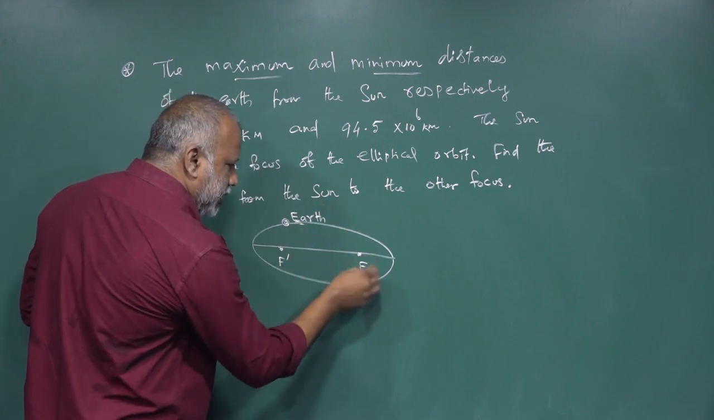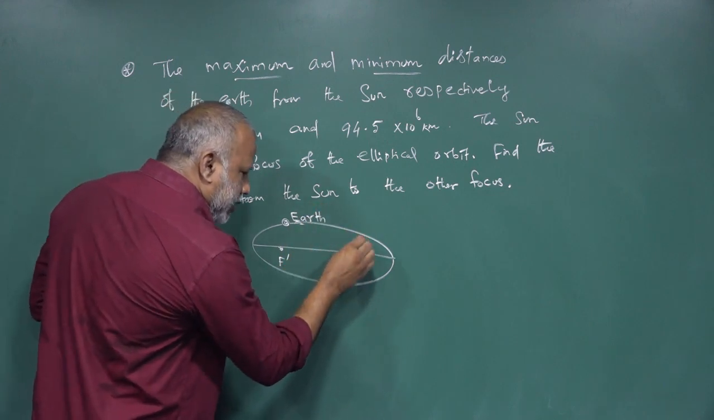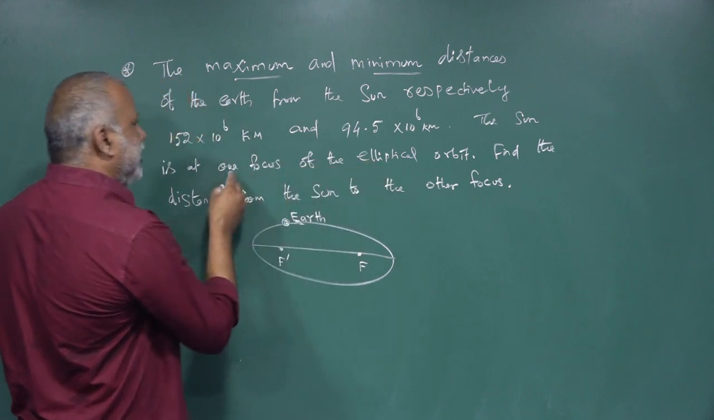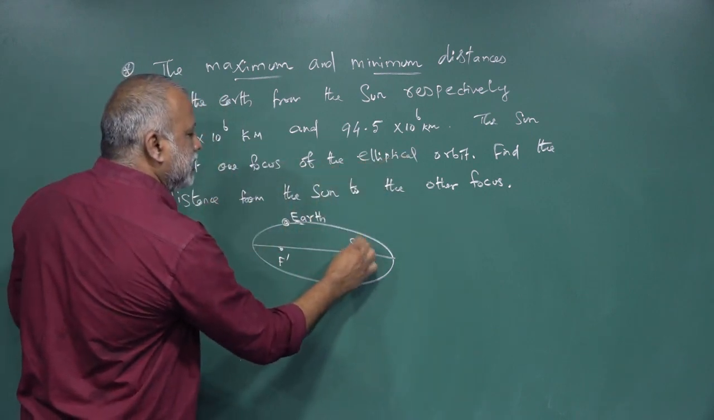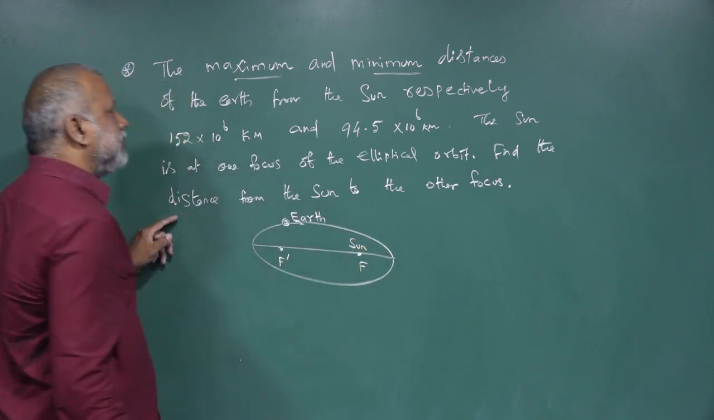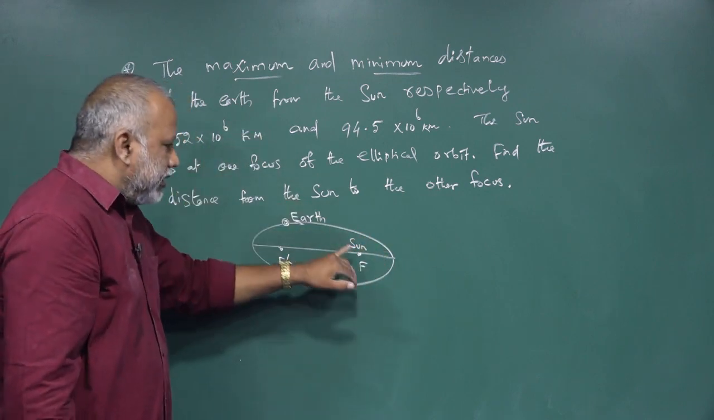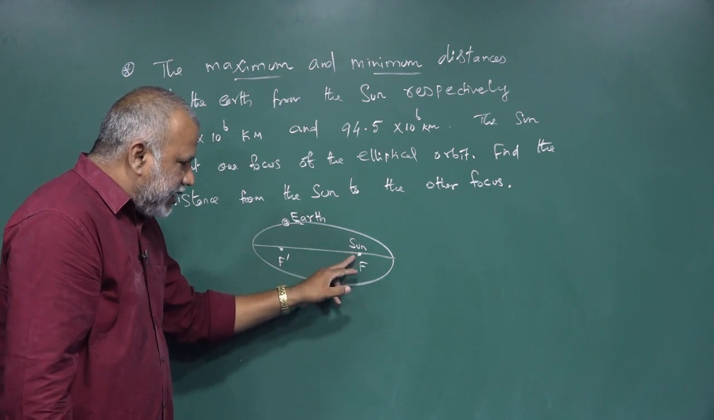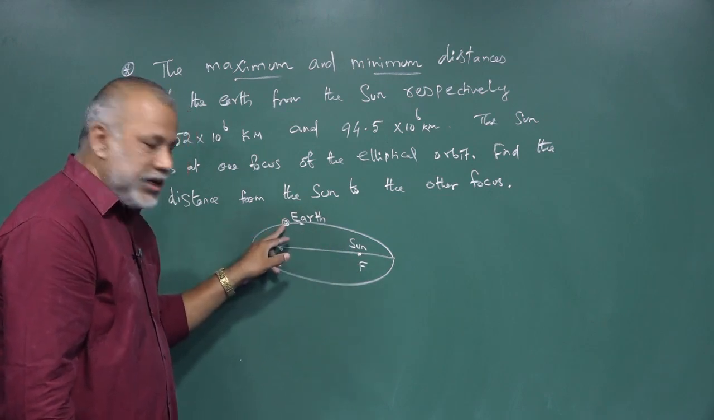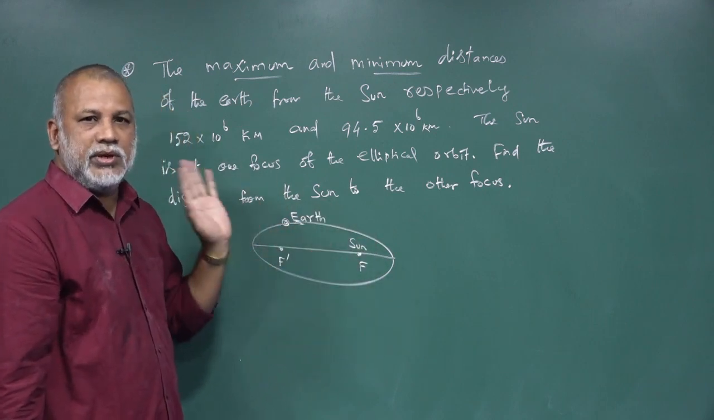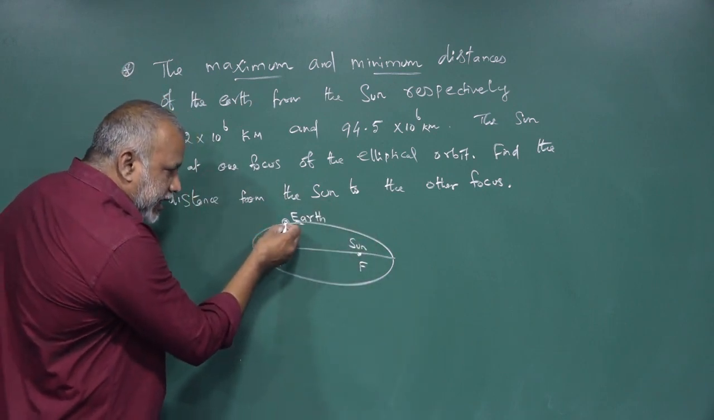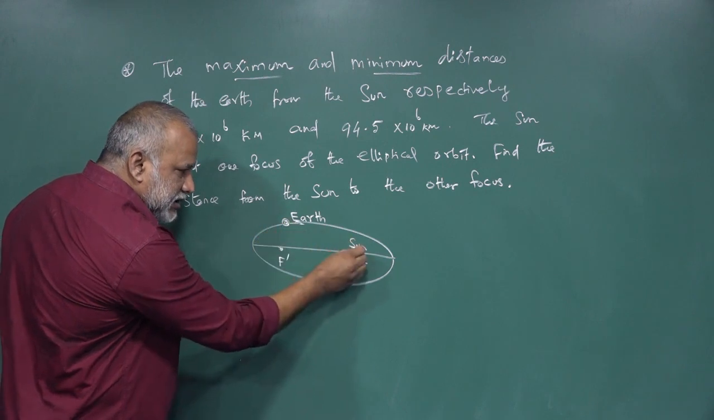Consider this is one of the two foci. The sun is placed at one focus, so we are considering the sun. Read the question. In this way, the sun is here, the earth is here, and the earth is revolving around the sun in an elliptical orbit. So see here, earth, sun.